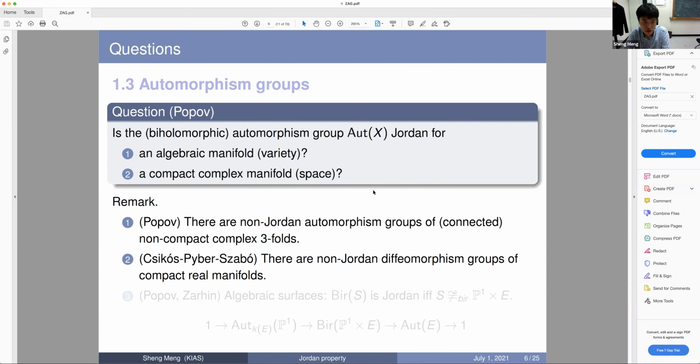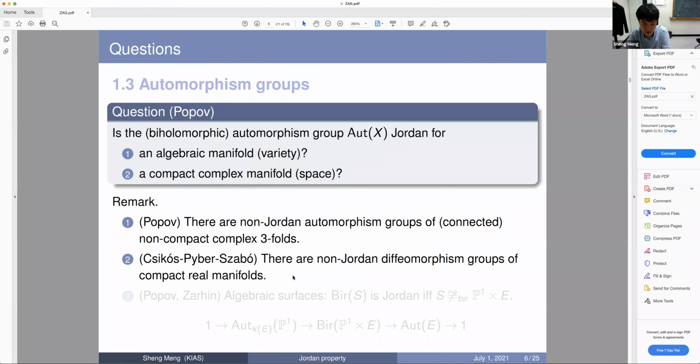This question in general cannot be generalized further because Popov said that there are non-Jordan automorphism groups of connected non-compact complex threefolds. So this assumption here cannot be weakened. And Csikós, Pyber and Szabó say that there are non-Jordan diffeomorphism groups of compact real manifolds. So we need here a complex manifold.